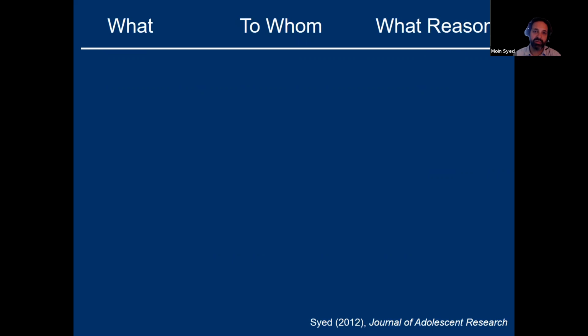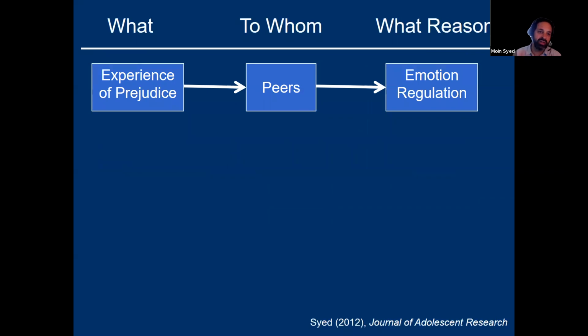What was the nature of the story? Who did they tell it to? And then for what reason did they tell it? Okay, and we found a couple interesting patterns. One is that these experience of prejudice stories, so stories about racism, discrimination, unfair treatment, they tend to be told to peers, friends, classmates, whatever, largely for emotion regulation. So they were mad, they were upset, they were confused, whatever it might be. They went to their peers in order to manage that kind of stress from the experience. So that was one kind of pathway that we observed through this analysis.